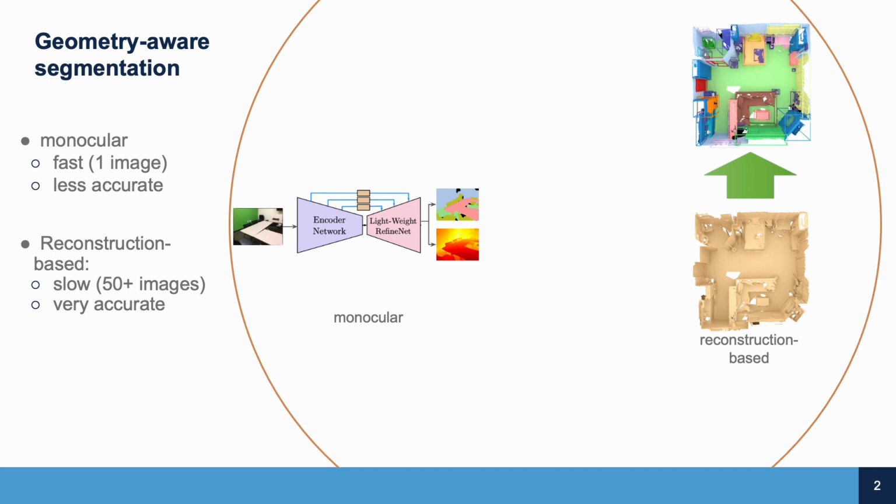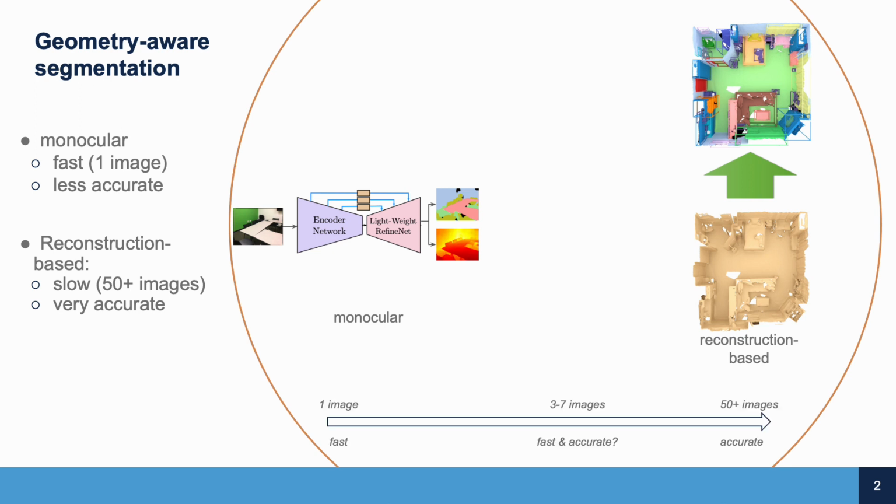On the flip side, some recognition methods perform full 3D scene reconstruction and then operate in the 3D space. Although accurate, these methods are slow and require a substantial number of images.